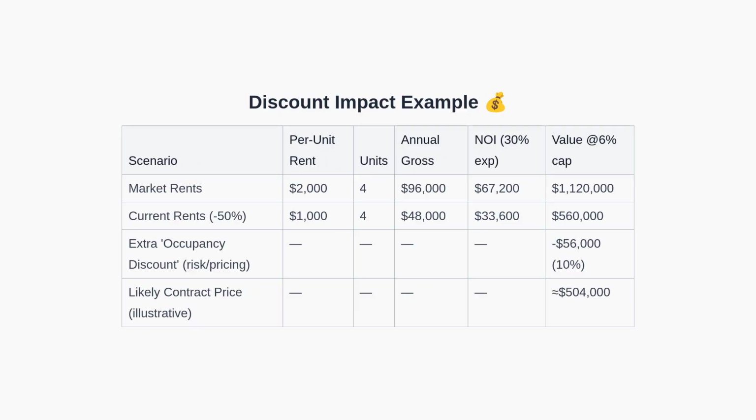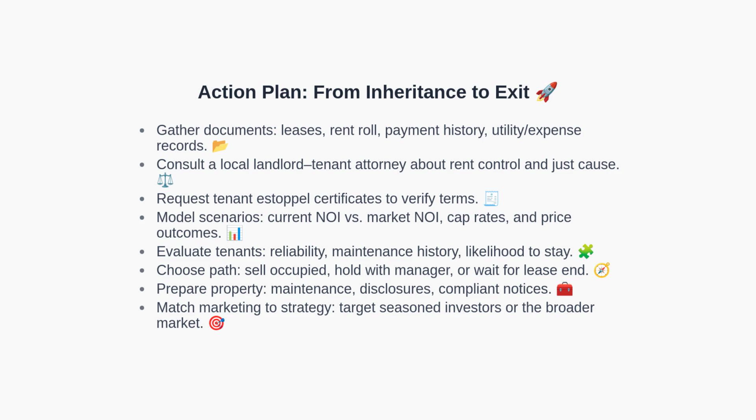With the numbers in mind, let's move on to concrete steps you can take right now. Start by gathering key documents including leases, rent rolls, payment history, and expense records. Next, consult a local landlord-tenant attorney to confirm applicable rent control and just cause rules.